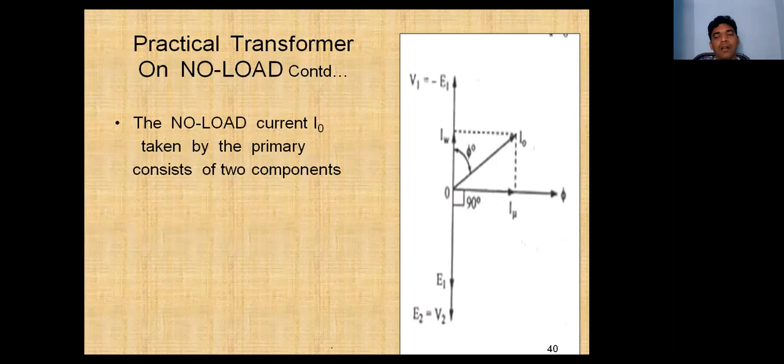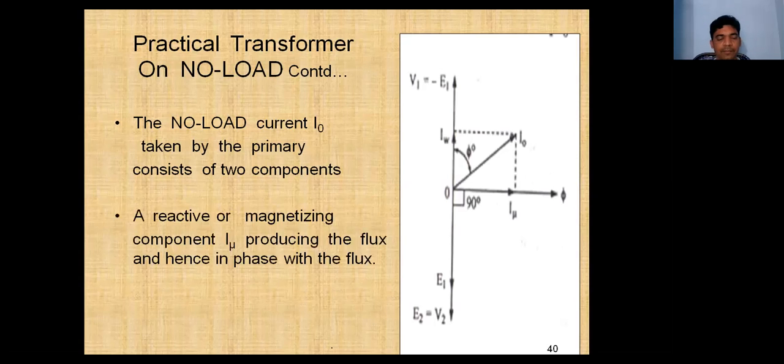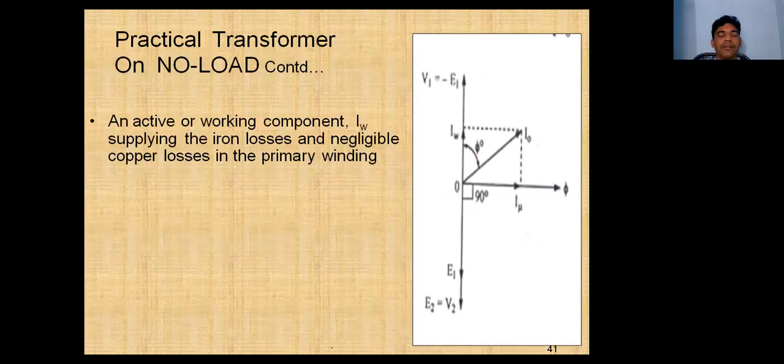The no-load current I0 taken by the primary consists of two components: a reactive or magnetizing component I_mu, producing the flux and hence in phase with the flux, and an active or working component I_W, supplying the iron losses and the negligible copper losses in the primary winding.